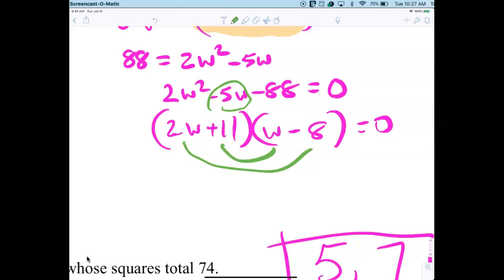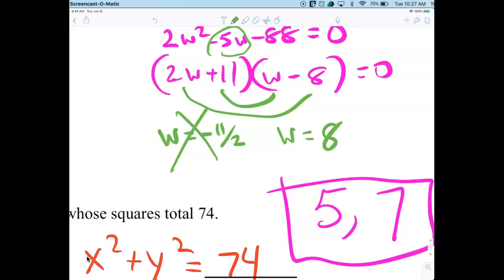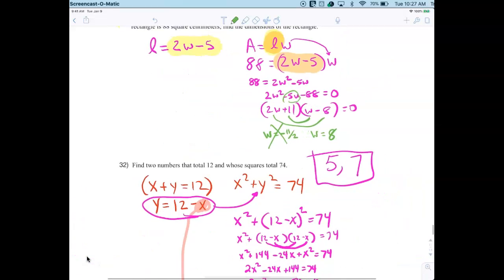There you have it. Now, after you factor, you set the factors equal to 0. At this stage of the game, you should be able to just look at that and say W would be -11/2. Can the width be negative? No, so that is out of the picture. And then W equals what? 8. So the width has to be 8. And if the width is 8, you go back and say, what would be the length?